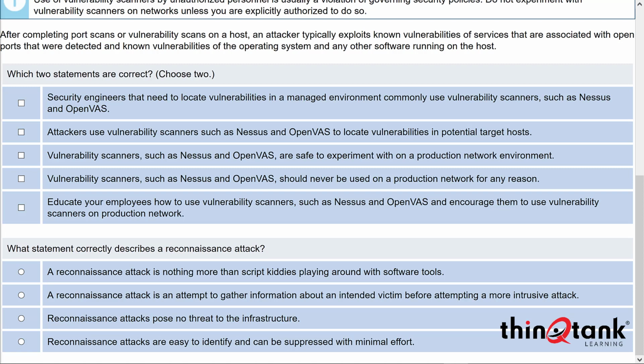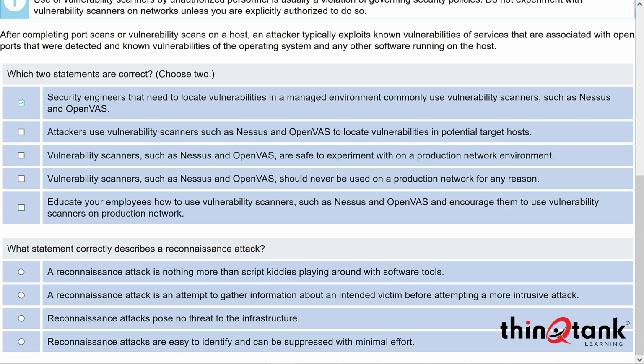All right. So which two statements are correct? Security engineers that need to locate vulnerabilities in a managed environment commonly use vulnerability scanners like Nessus and OpenVAS. Yeah, absolutely. There's a bunch of different scanners that you can use. Nessus is a very popular one, but there are many, many different scanners out there. In fact, you can just go to Google and search on common vulnerability scanning applications, and you can see a whole list of them. But yes, we would use those kinds of tools as well. We might use those tools ourselves just to identify what other people might be able to identify with the tools that they might be using.